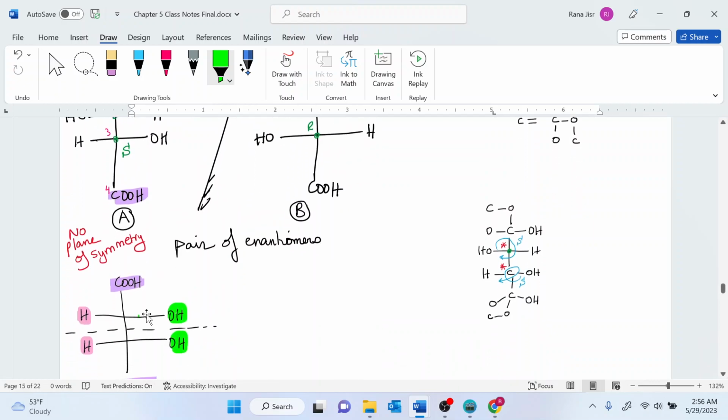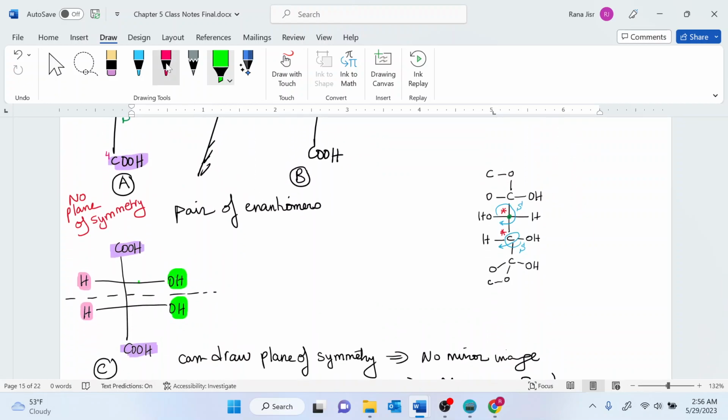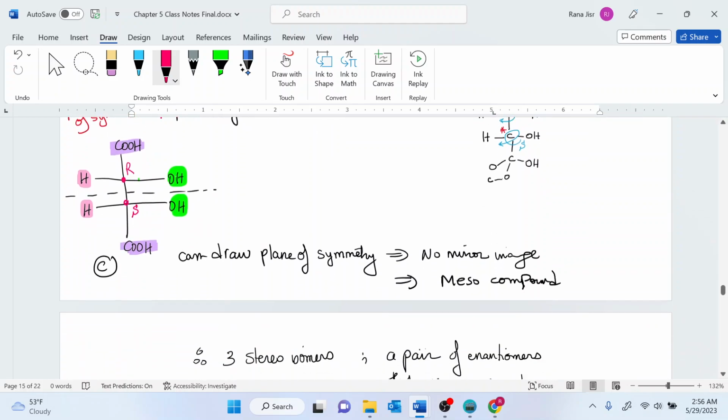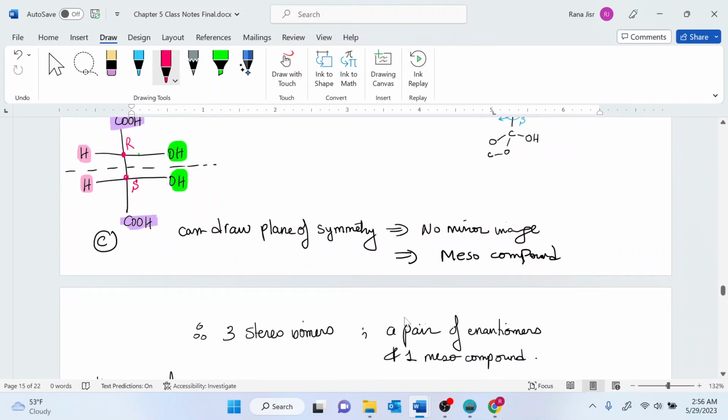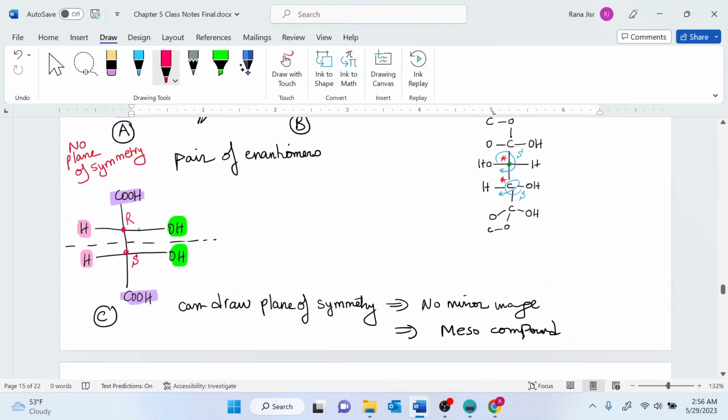And a meso compound is made up of 50% R, 50% S. So this one was fixed on R, then definitely this guy is going to be S. So it's going to be 50% R, 50% S, which is going to make the molecule optically inactive. So this guy here is optically inactive.